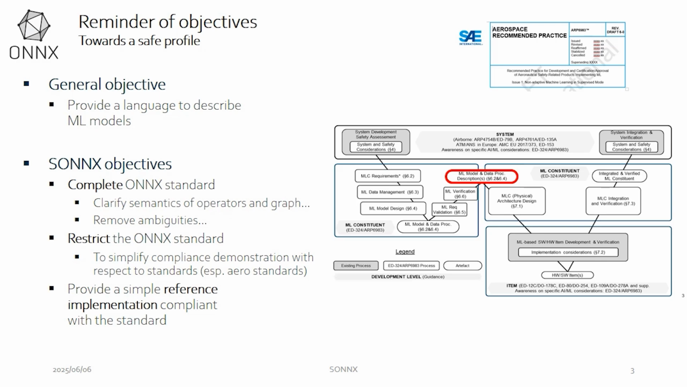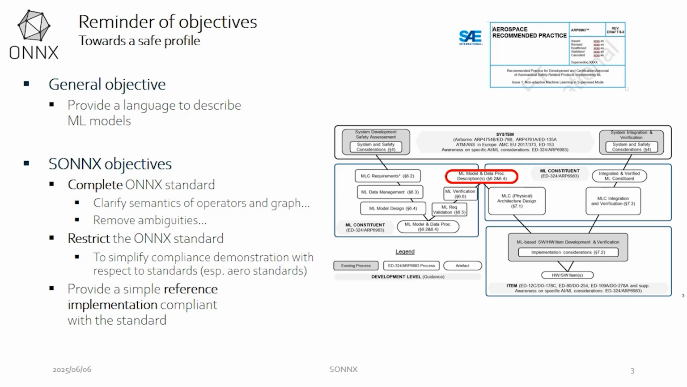And in the aerospace sector, for example, this means demonstrating compliance with the SAE ARP 6983 standard, which specifically addresses systems with AI components. In this standard, the ML model is referred to as MLMD for Machine Learning Model Description, and it plays a central role in the development cycle because it bridges the design and the implementation phases, as you can see in red on the picture.